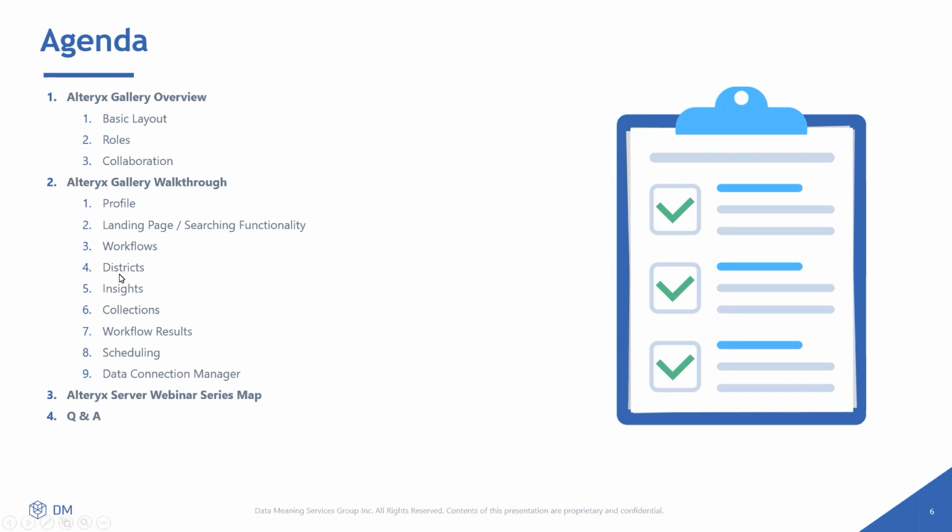Then I'll show you the districts, insights, collections, workflow results, where you can see everything that ran on your gallery, scheduling results, and a new thing that popped up in version 21.4, which is the data connection manager. Then we'll just recap the webinar series map, and we'll go to the Q&A sessions.